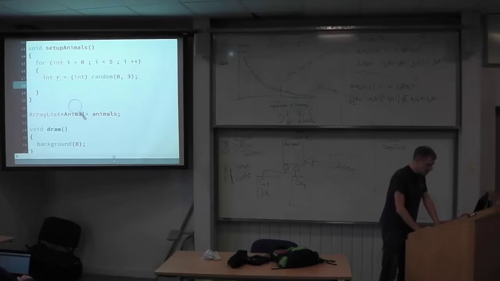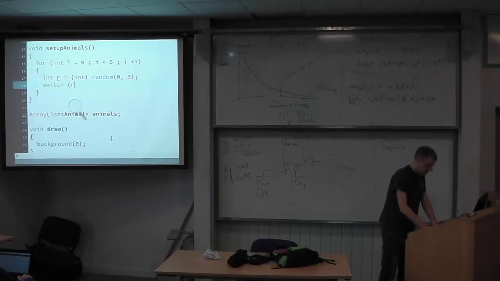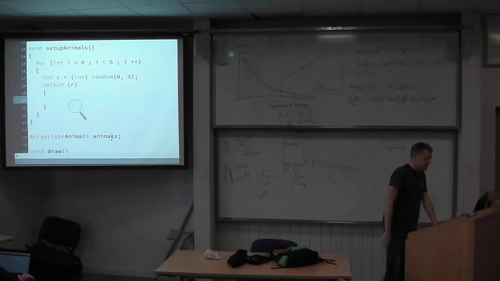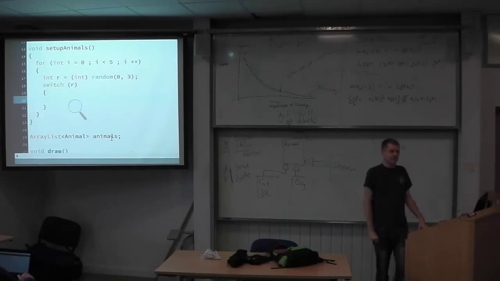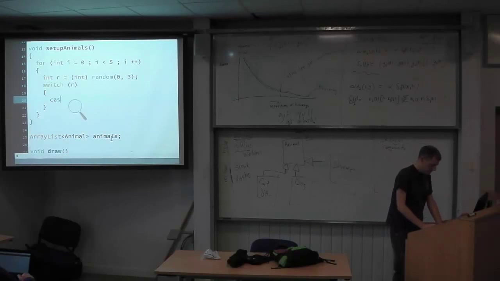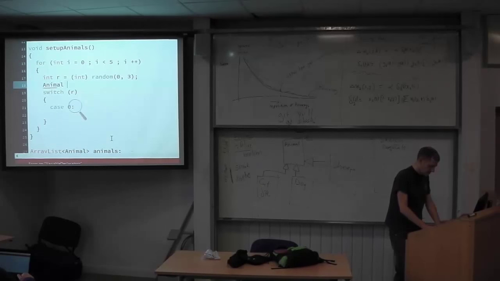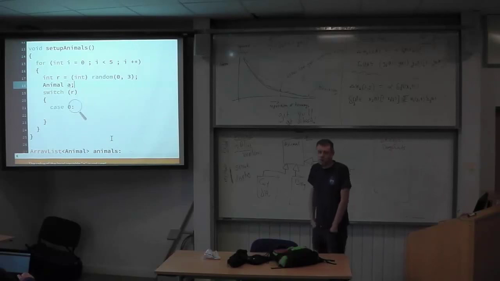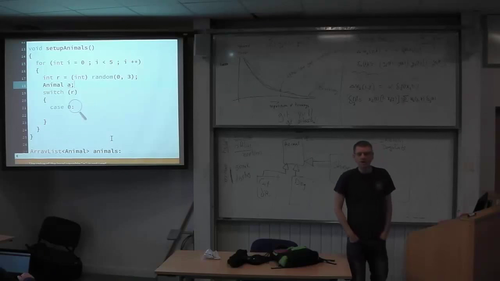Okay, let's write a switch statement now. Switch. Do you remember how switch statements work? So there's now 3 possibilities, isn't there? It could be 0, 1, or 2. If it's 0, let's instantiate a dog. One thing we need to do here is create our animal first of all. Animal A.